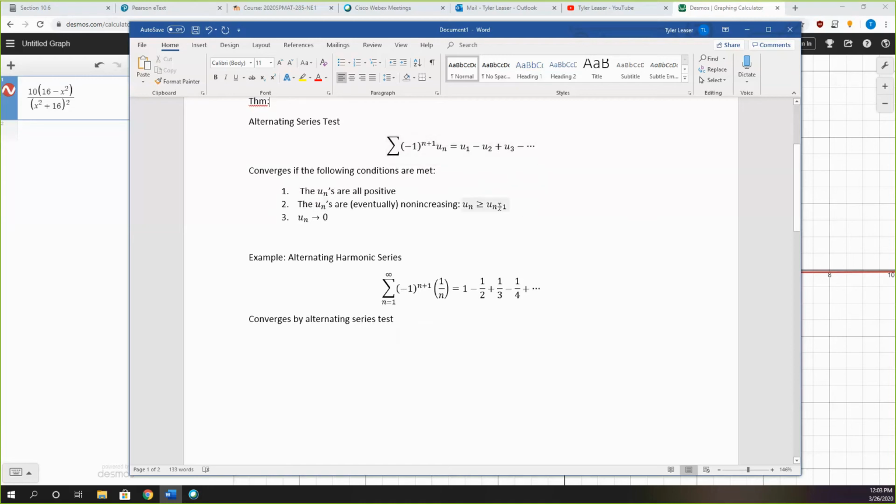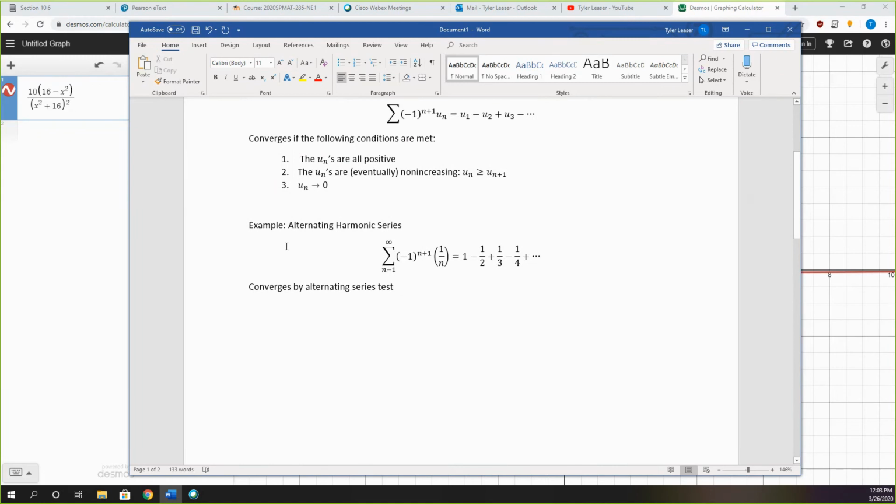Notice that it says eventually. It doesn't always have to be non-increasing. It's just that there has to be some index value such that it's always non-increasing after that. The third thing that has to be true is that your sequence, u sub n, has to go to 0. If all three of these things are true, then your alternating series converges.